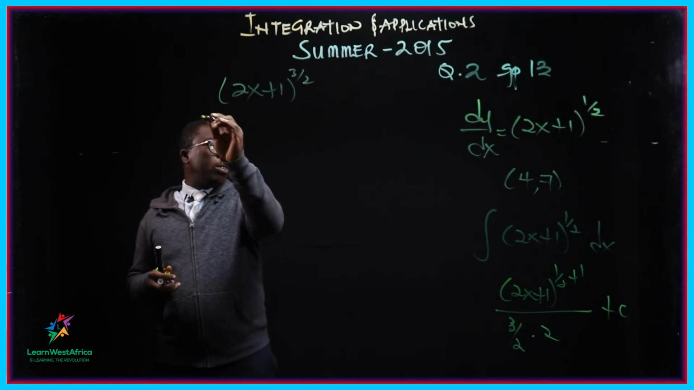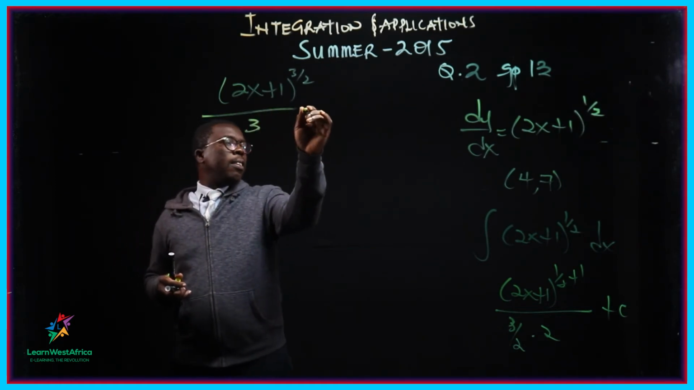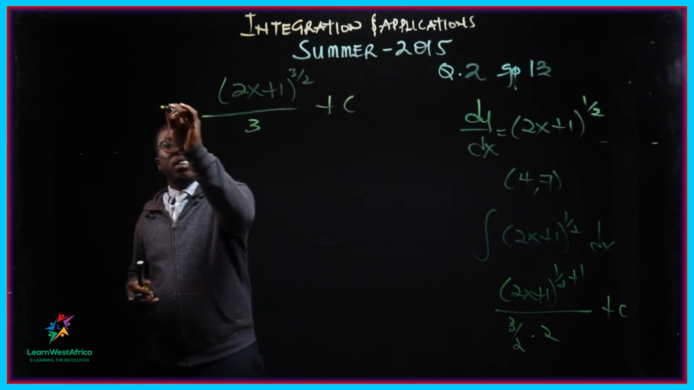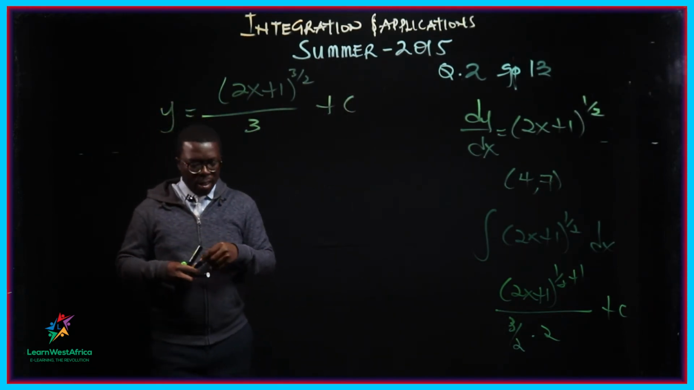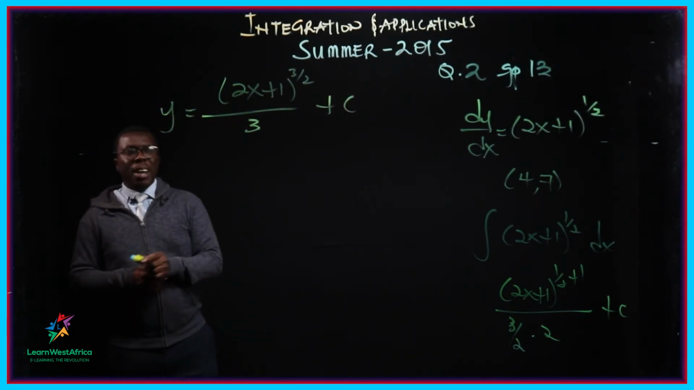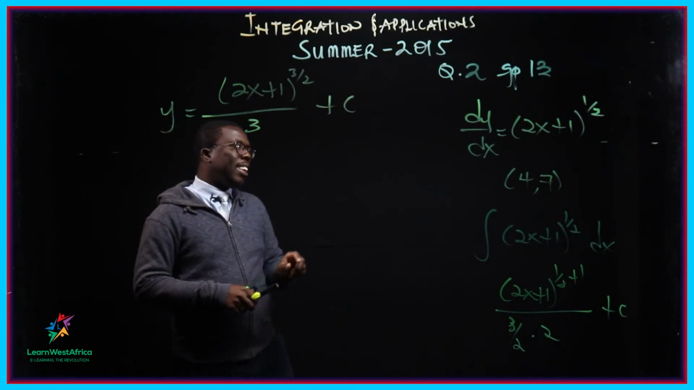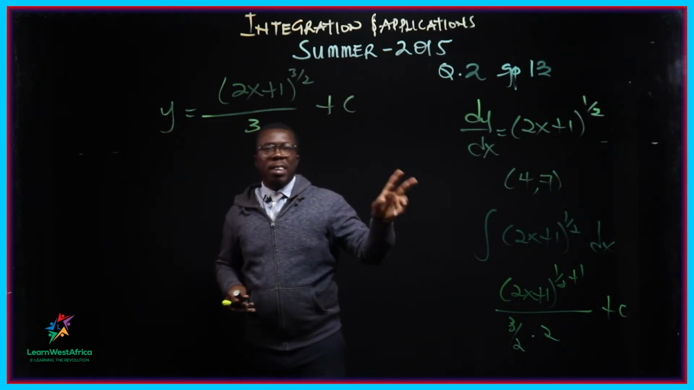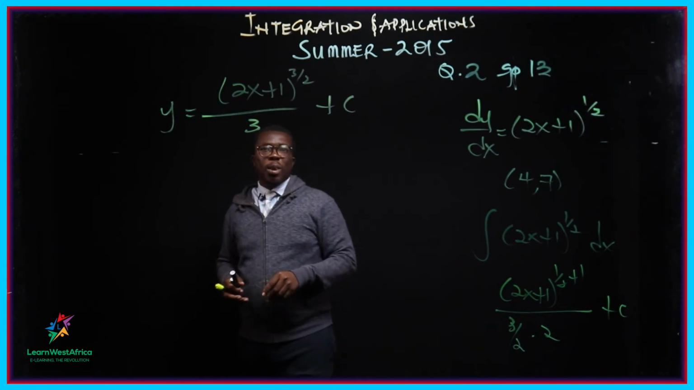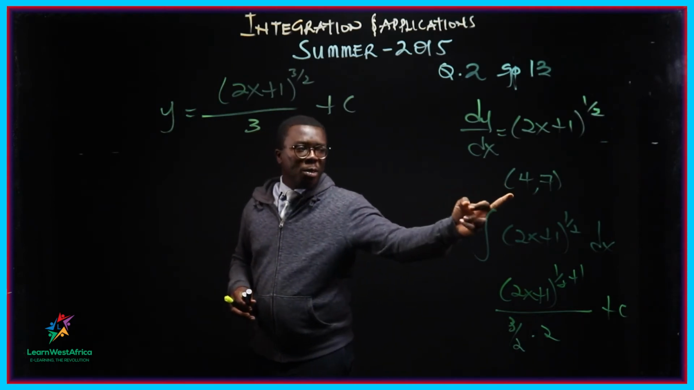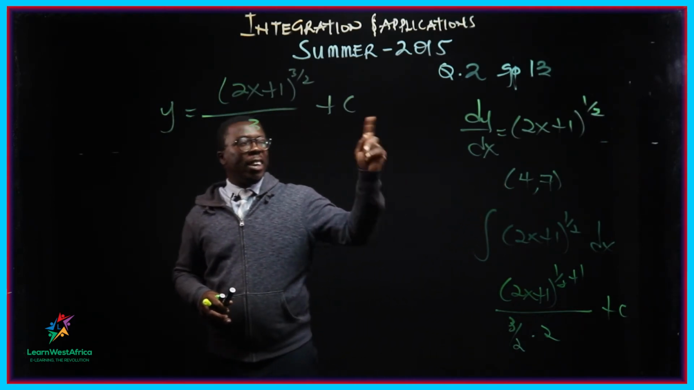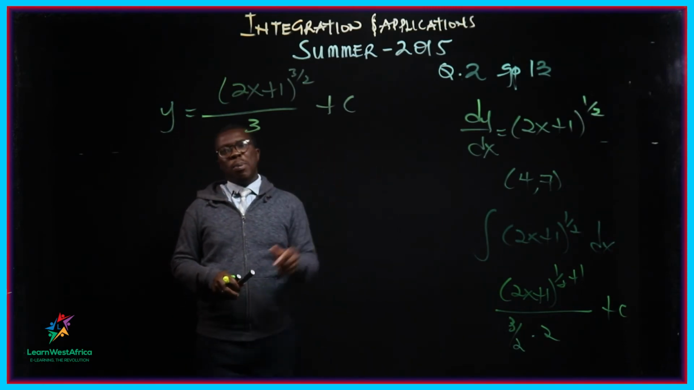2x plus 1, to the power 3 over 2, all over 3, plus c, and that should give you y. No qualms about that, right? So we are saying that this point (4, 7) lies on this curve. So what do we do? Wherever we find x, we put 4 there, and wherever we find y, we put 7 there.